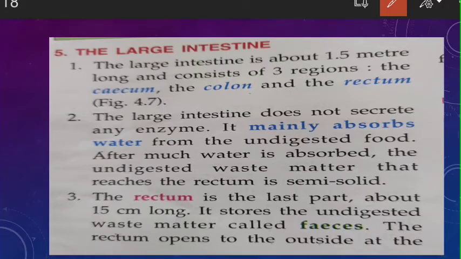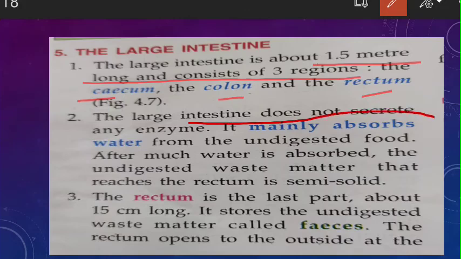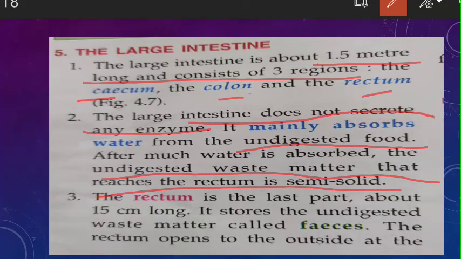Now, next. Large intestine. The large intestine is about 1.5 meters long and consists of three regions. What are they? Cecum, colon and rectum. The large intestine does not secrete any enzyme. It mainly absorbs water from the undigested food. After much water is absorbed, the undigested waste matter that reaches the rectum is semi-solid. The rectum is the last part, about 15 centimeters long. So the rectum is the last part of what? Large intestine. And it stores the undigested waste matter called feces.